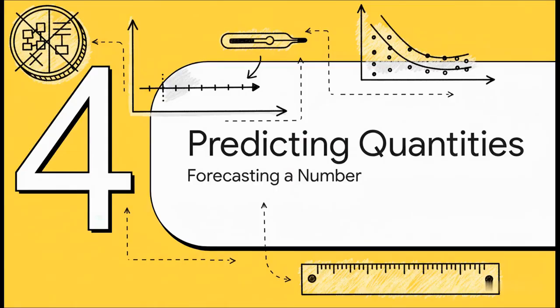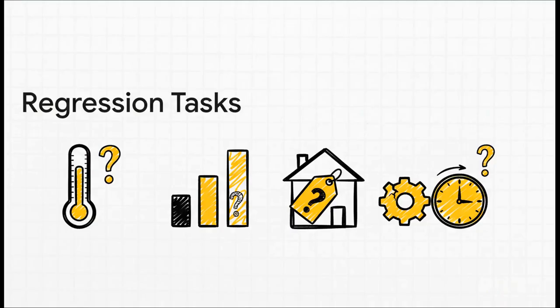Okay, so that's sorting. But what happens when the answer you need isn't a simple category? What if you need an actual number? Well, that's where regression comes in. It helps us predict things on a continuous scale. We're not asking hot or cold. We're asking, what's the temperature going to be tomorrow? Exactly. We're not asking high sales or low sales. We're asking, what's the predicted price of this house? It's all about forecasting a specific quantity.